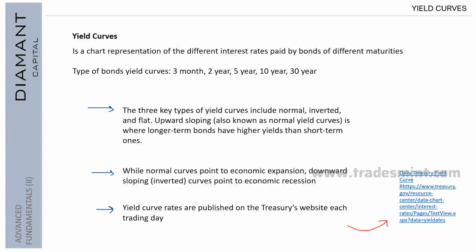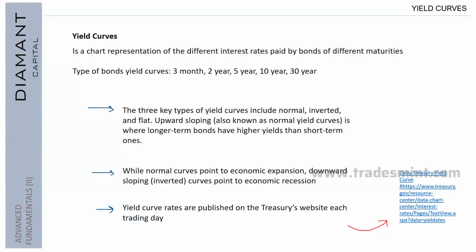The upward sloping yield curve, also known as the normal yield curve, is where longer term bonds have higher yields than short term ones. In terms of normal curves, they always point to economic expansion. So that means the economy is growing as normal. However, a downward sloping curve, also known as the inverted yield curve, points towards an economic recession that may happen in the future. And this is actually used as one of the indicators to identify when there's going to be an economic crisis very soon.